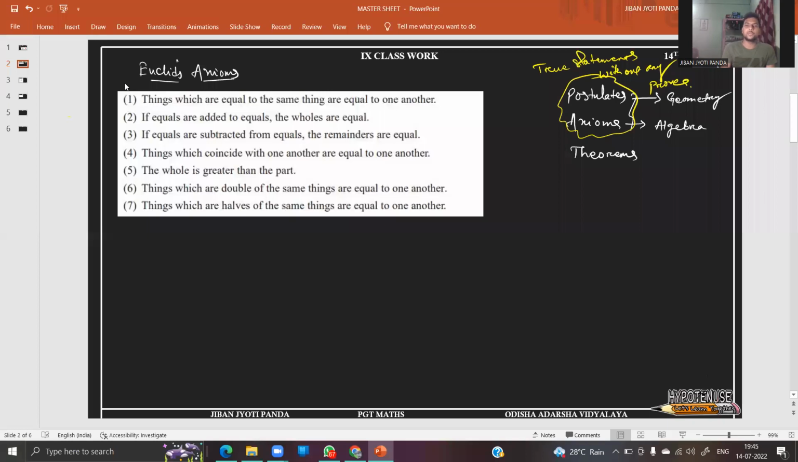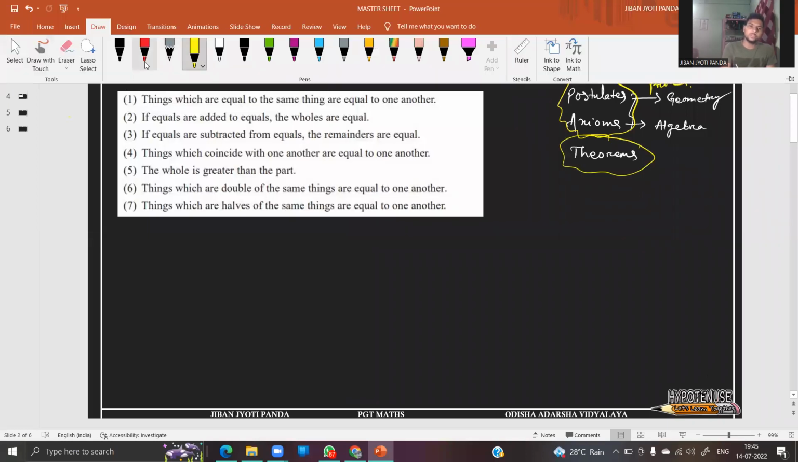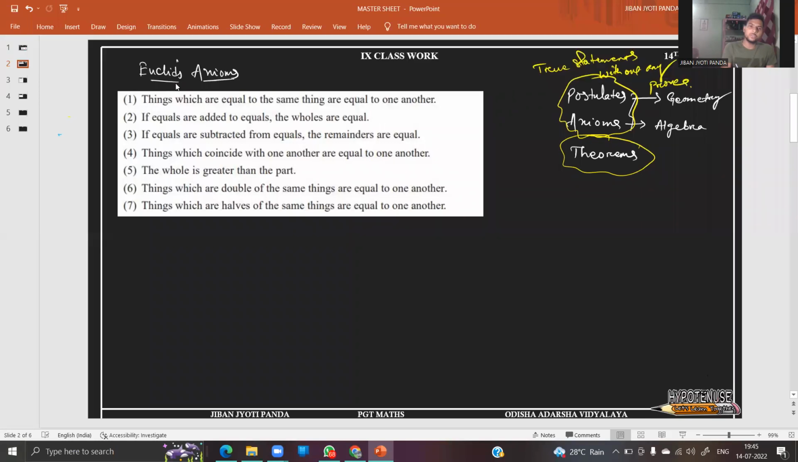At the same time, if you are proceeding to theorems, they are also true statements, but they can be proved by using the postulates or axioms. So they have proof. They are also true statements, but they can be proved by using the postulates or axioms. Okay, let us proceed to Euclid's 7 axioms.